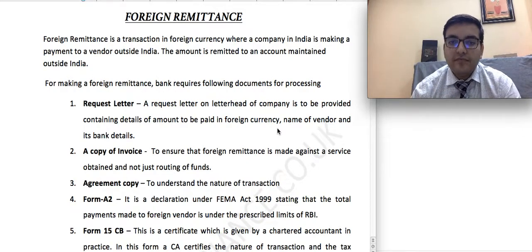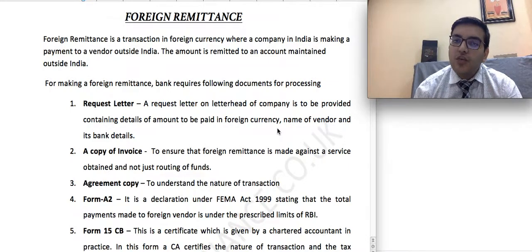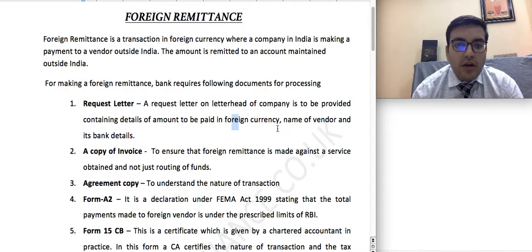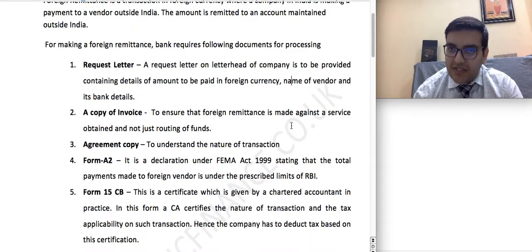Since you are making a payment to a foreign party, and of course in foreign currency, you have to follow a specified set of rules and prepare a specified set of documents. Then only you can make the payment. Otherwise, the bank will not process it. Starting with the documents required, we will show you the specimen also. You can see in your notes also there is a specimen of all of these documents. First of all, there is a request letter.